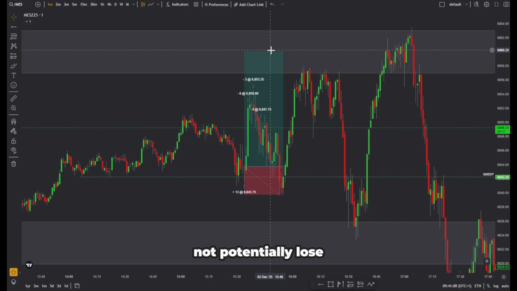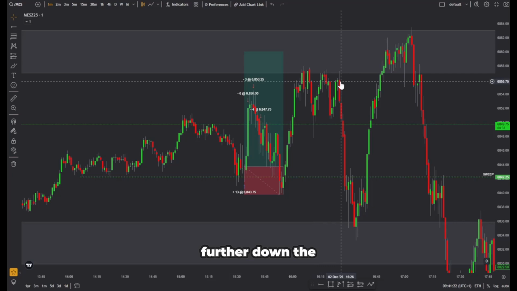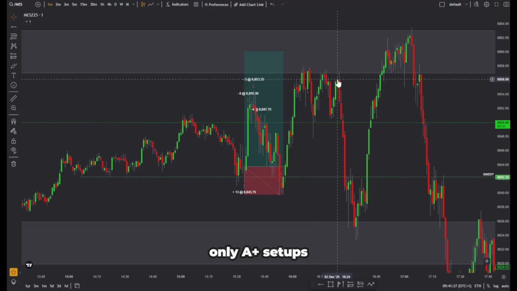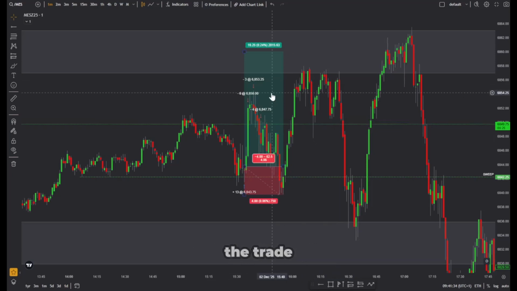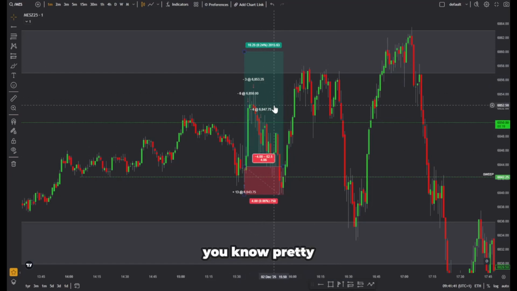I did that to not potentially lose the gains I have made, which is a strong rule for myself: if my first trade of the day is a nice winner, then I'd rather just walk away and enjoy the profits instead of potentially losing them further down the line on maybe a bad setup. Even though I'm very patient and choose only A+ setups, it could still happen that I lose the gains, and then I would feel pretty bad, to be honest, if I gave back the profits I made in this pretty decent trade.